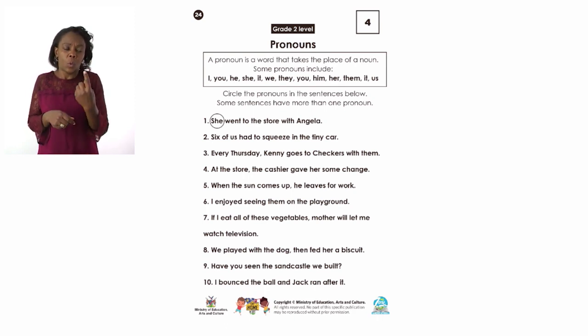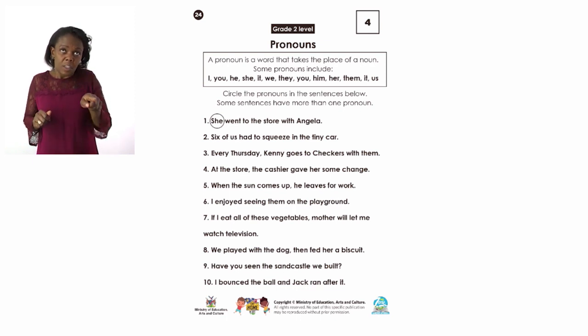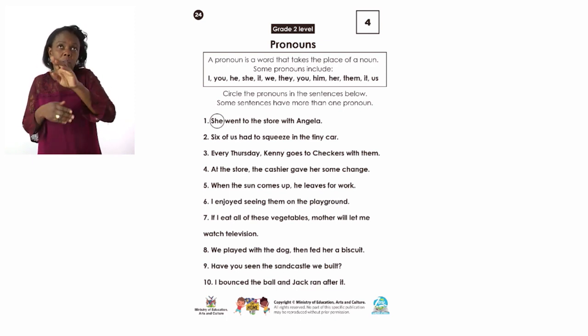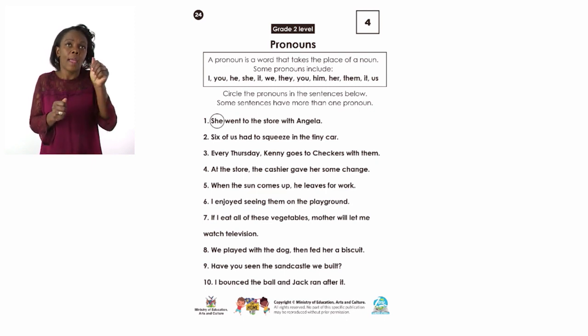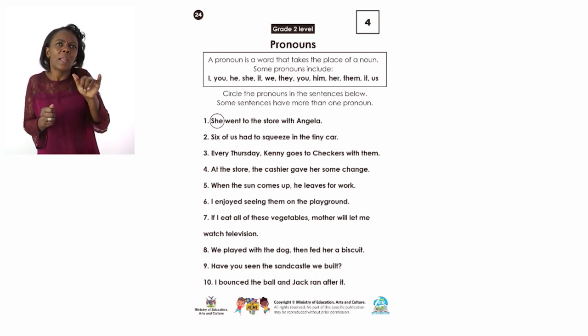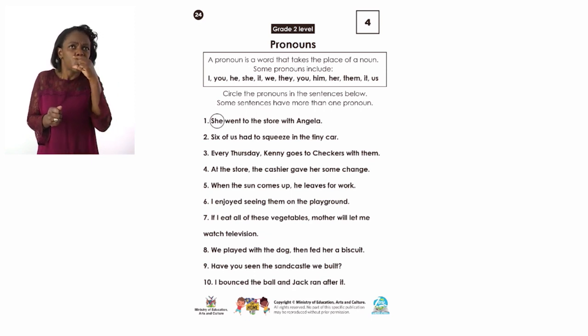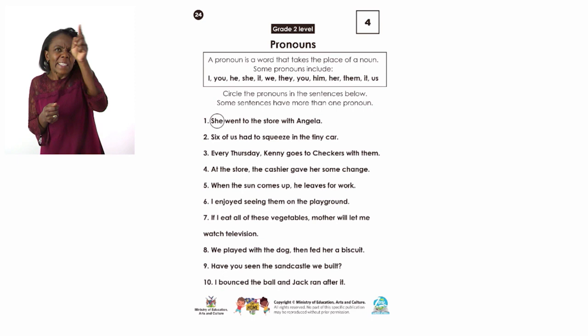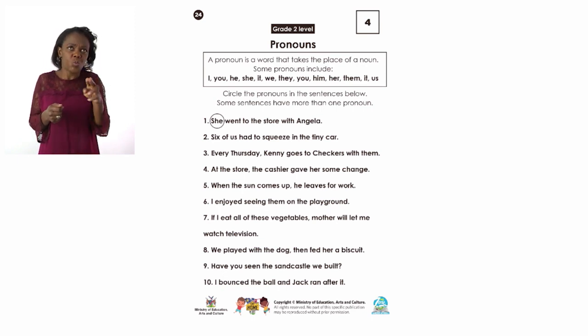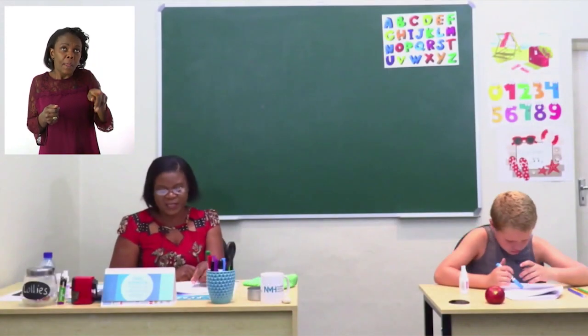All right, number one. The sentence reads, please follow with me. As I'm reading, you're also pointing at your words there. She went to the store with Angela. Now, which one is a pronoun from that sentence? Remember, do not underline, circle. Do not circle if it is a name, a proper name of a person, but we only want a pronoun, the word that replaces a name.